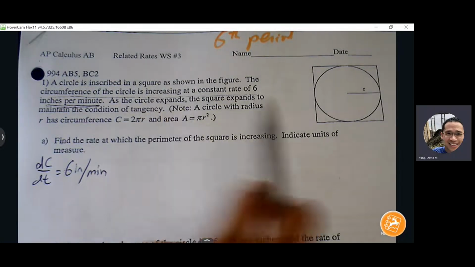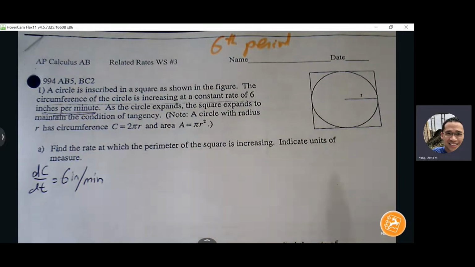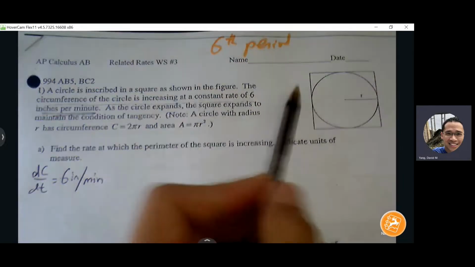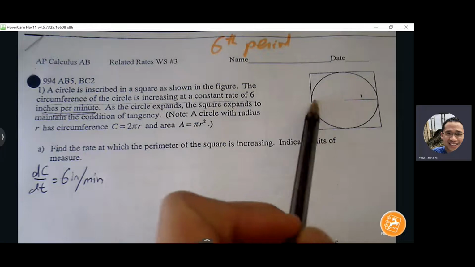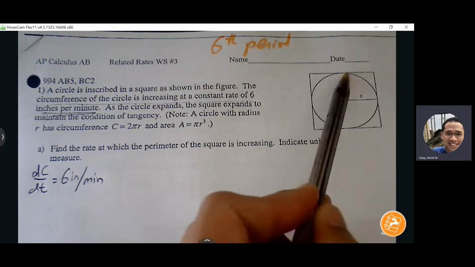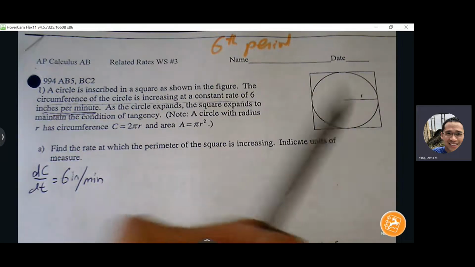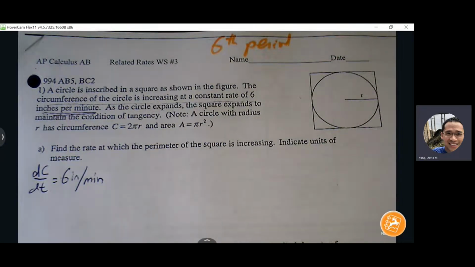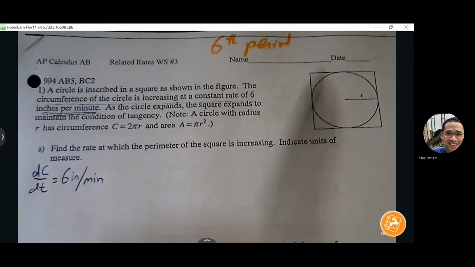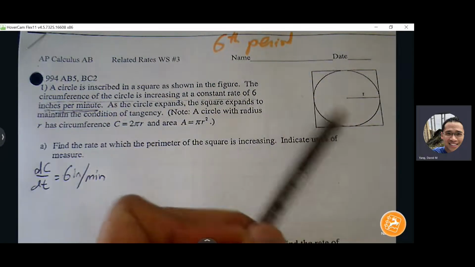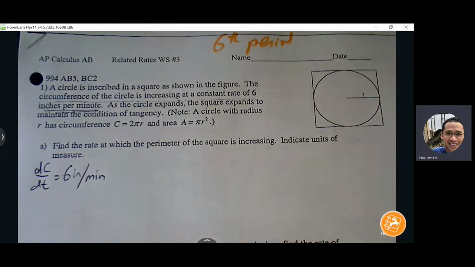Okay, as the circle expands, the square expands with it. So the square is going to move in the same way that the circle does, so that this condition is still met. The square is still tangent to the circle at these 4 points.